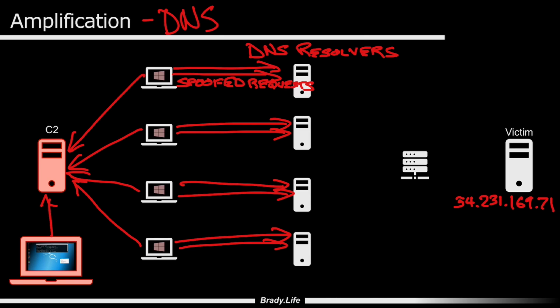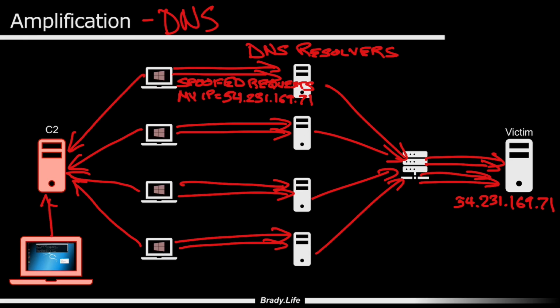Let's say our victim has an IP address of 54.231.169.71. They're going to spoof their IP address and say, hey, my IP is 54.231.169.71. So when these DNS resolvers get these requests, they're going to send their response to the victim's network.